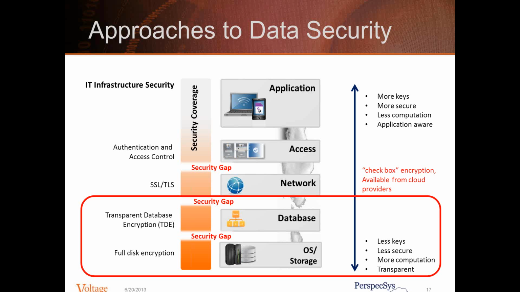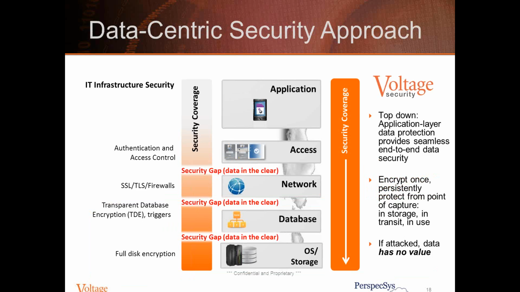So what's the alternative? The alternative is to move up the stack and grab data and lock data at the data level. And that's what we're going to be talking about today from a cloud security standpoint. What would a data-centric, data locking approach require? And we're going to take a look at some of the technical details behind data-centric security. Specifically, application layer data protection to provide seamless end-to-end security down the stack.